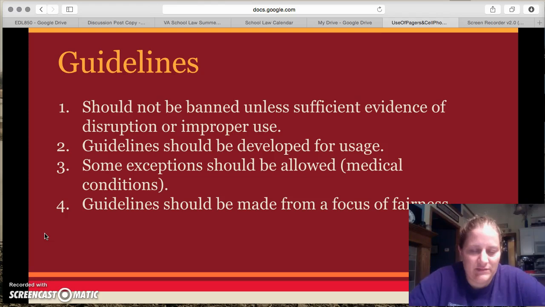And the third one that they suggested, which I just talked about, is there should be maybe some exceptions, like for those medical conditions. And lastly, the guidelines should be made from a focus of fairness, meaning that the guidelines shouldn't be made just to punish everybody because the administrator doesn't want cell phones, but they should be considering all the options here. Is this fair for the students? Is it fair for the teachers? Is it fair for administration? So all of the guidelines that are made and all the rules that are made regarding cell phones should be considered from a source of fairness.